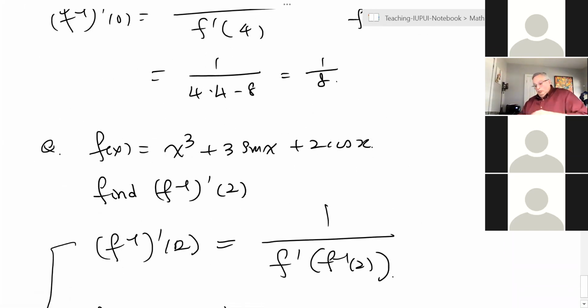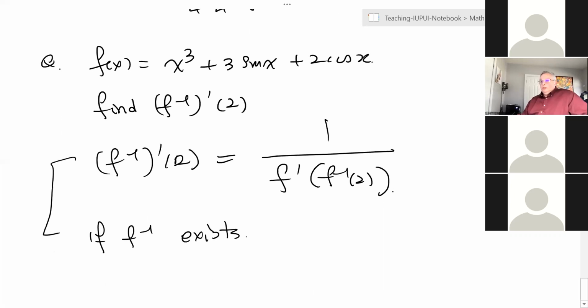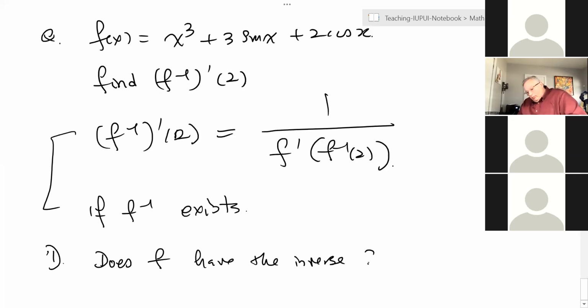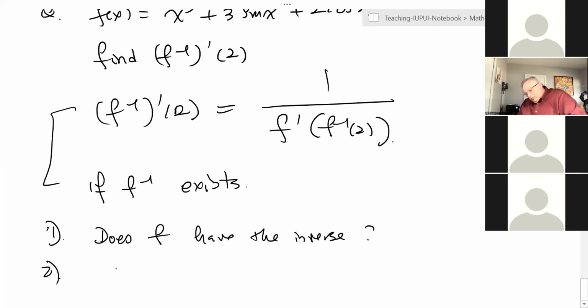All right, so now we are given a function. If the inverse doesn't exist, then you don't need to find the derivative, right? So the first thing we have to do is ask yourself, does the function have an inverse? Question 1: does f have an inverse? Although you're not asked to prove this claim. Second, what is this, right?